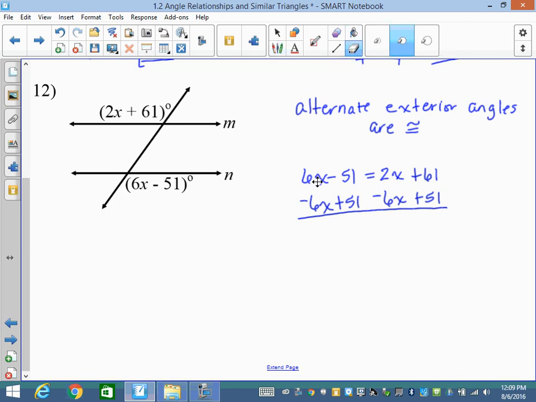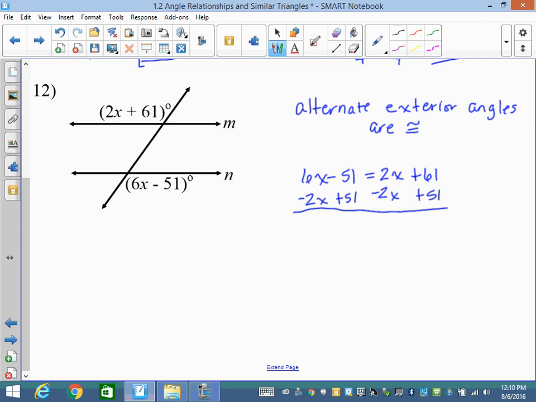I don't like how I started this problem. So we're going to erase this and try it again. We're going to subtract 2x, subtract 2x, and add the 51. That was just bad on my part. And until I learn how to edit these things, you guys have to deal with the mistakes.